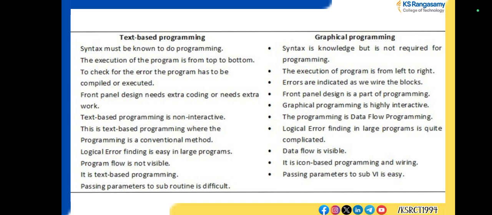Again, text based programming is code based, while this is icon based programming, because in text based programming we have to write codes, while in graphical programming we have to pick and place the icons. The icons will perform the required operations that we would write in code in text based programming. Passing parameters to subroutines is difficult, but here it is very easy in graphical programming.